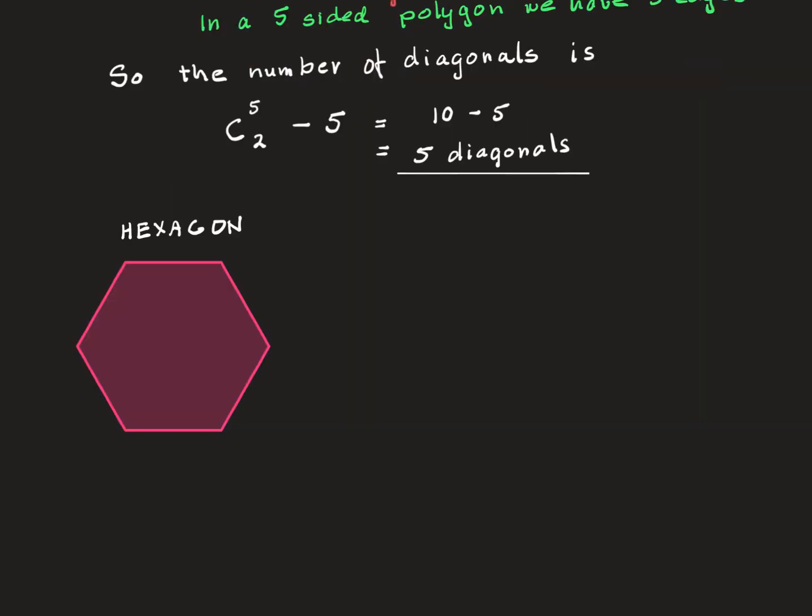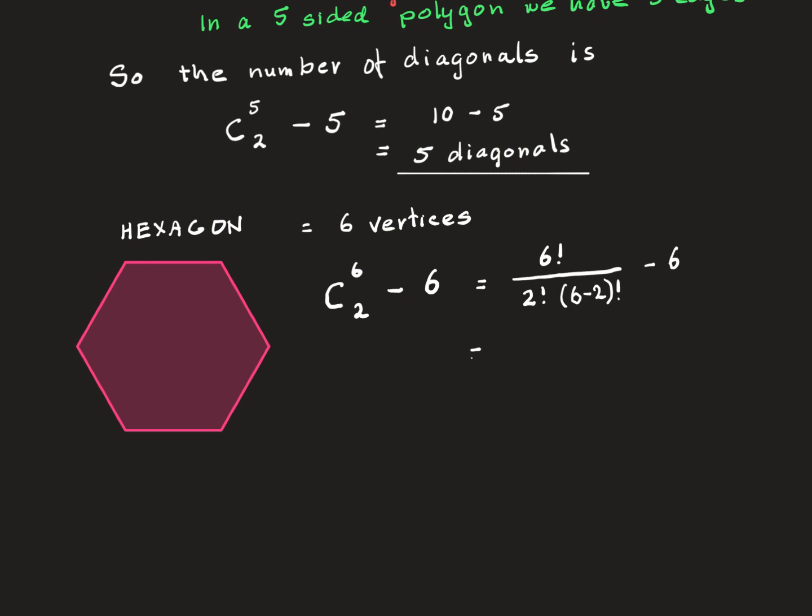So will this work for a hexagon? A hexagon has 6 vertices. Using the rule above, a combination of 6, choosing only 2 because it always has to connect to 2 vertices, and take away the number of edges. In this case, it will be 6. Let's work this out. C(6,2) means factorial 6 over 2 factorial, and we need to take away 6.